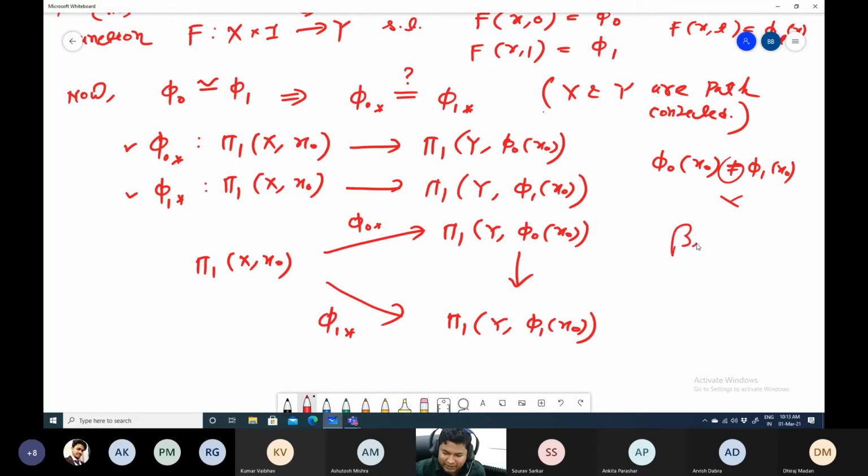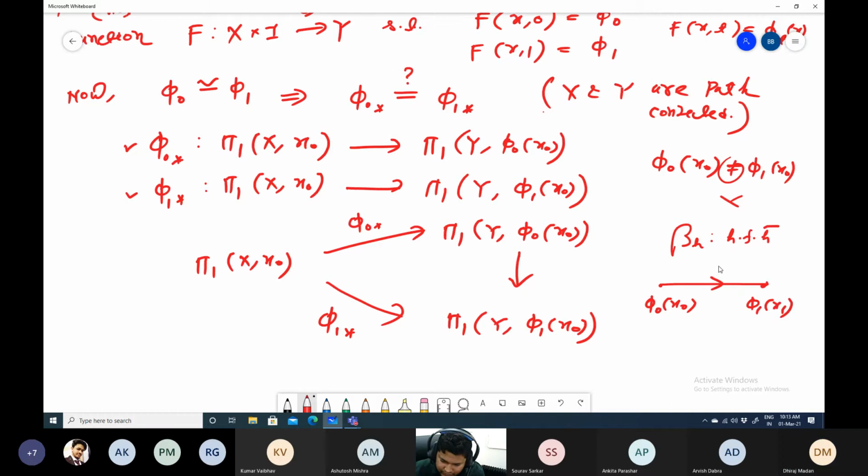Do you remember that map, beta H? It's H f H bar, H f H inverse, right? And what was the H? H was a path from x0 to x1. So if you have a loop f based at x1, then H f H bar will be a loop based at x0. So it will map loops based at x1 to loops at x0. So it is phi0(x0) to phi1(x1).